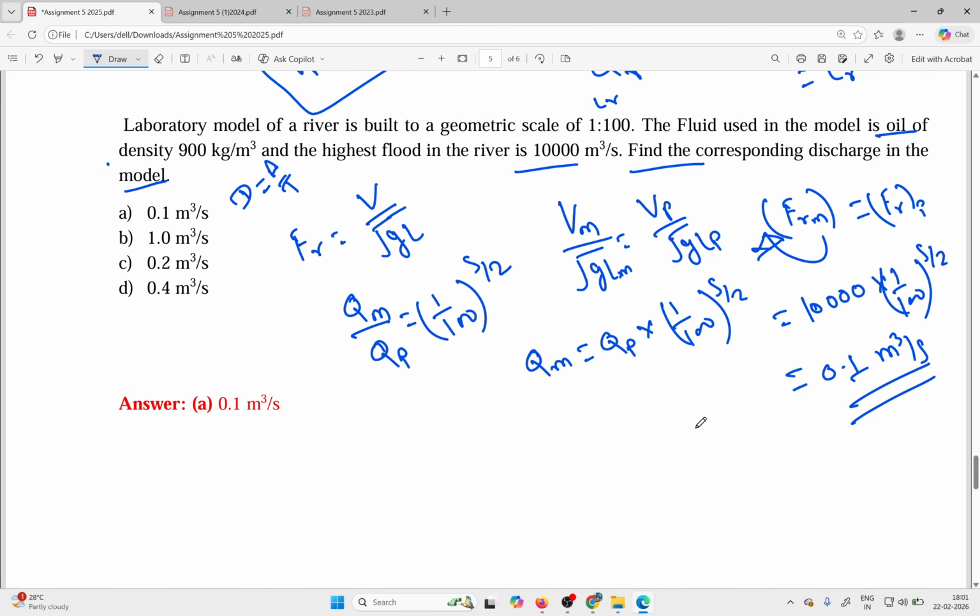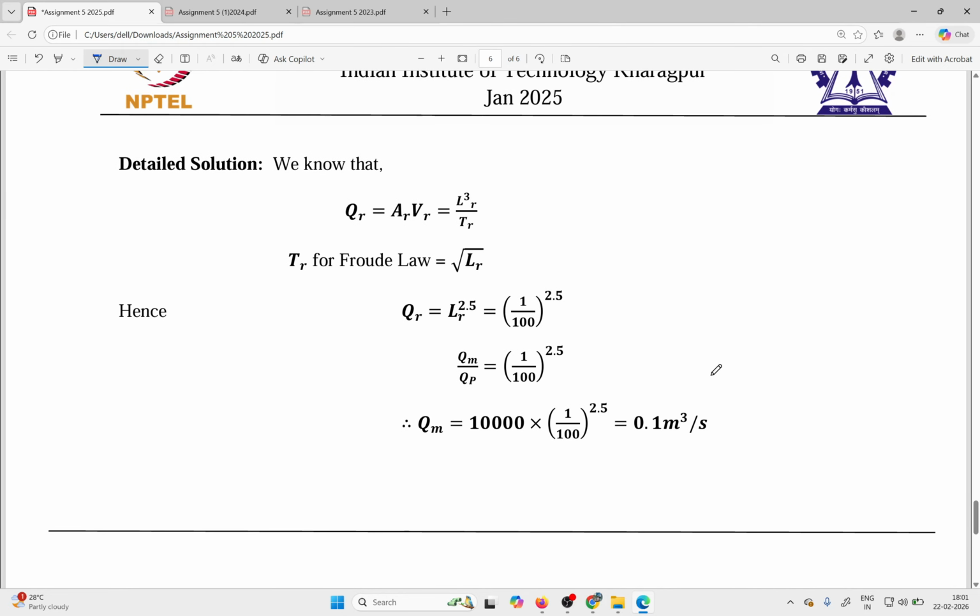Finally, let me just check the calculation also. Yes, that is 10,000 into 5 by 2, which means 2.5. So finally we will get 0.1 meter cube per second. So very important.